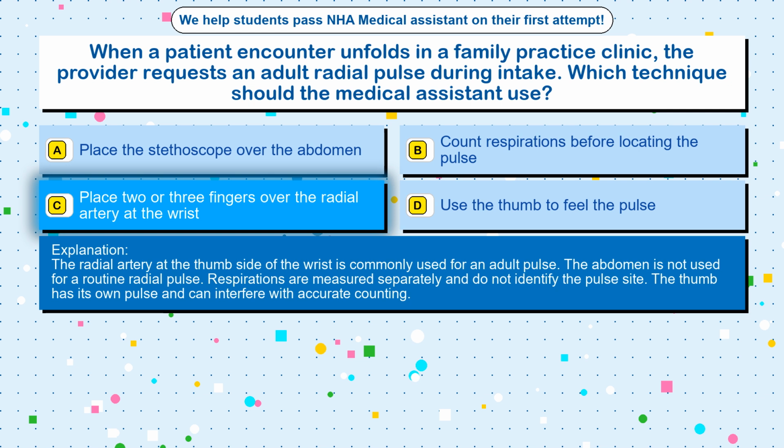The radial artery at the thumb side of the wrist is commonly used for an adult pulse. The abdomen is not used for a routine radial pulse. Respirations are measured separately and do not identify the pulse site. The thumb has its own pulse and can interfere with accurate counting.